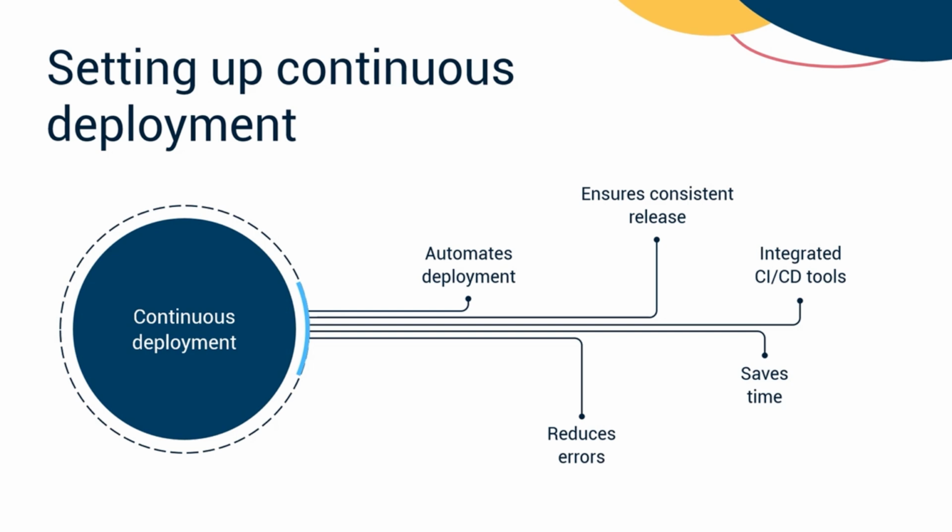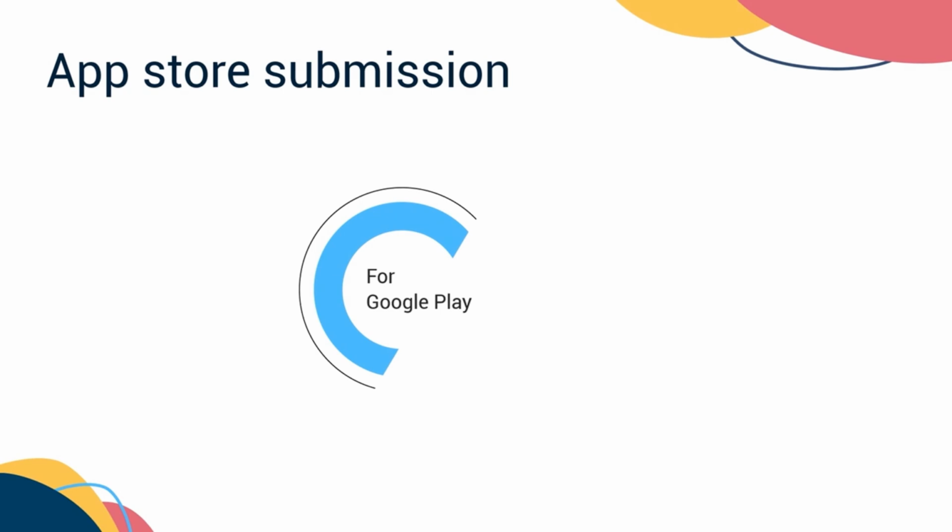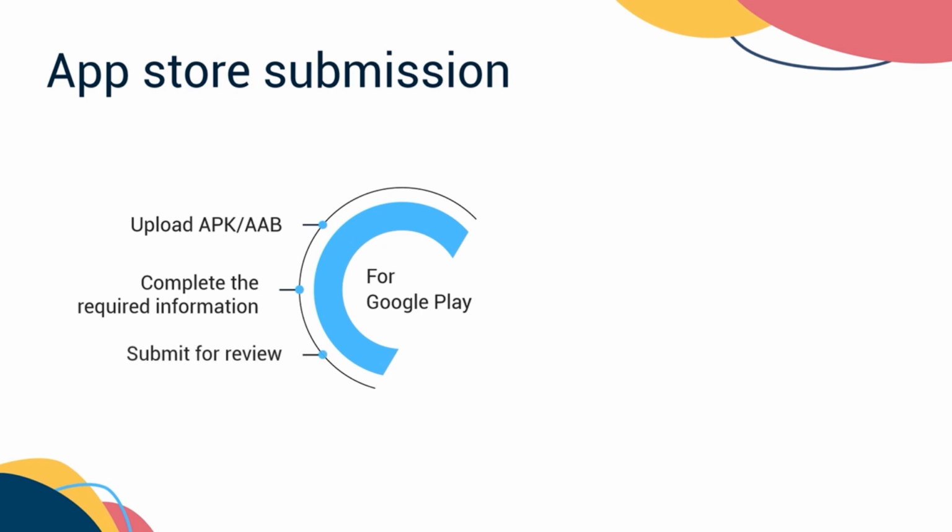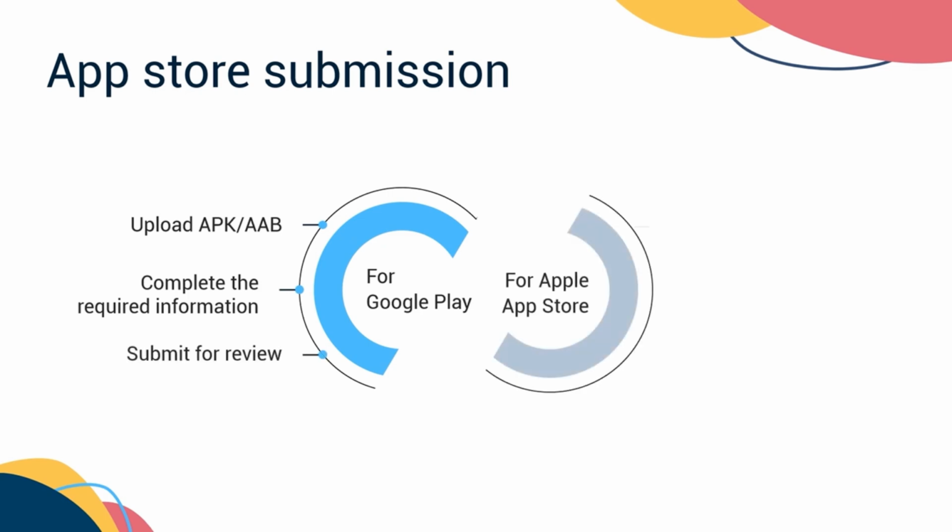Finally, it's time to submit your app to the stores. For Google Play, use the Google Play Console to upload your APK or AAB, complete the required information, and submit your app for review. For the Apple App Store, use App Store Connect to upload your build, provide the necessary metadata, and submit it for review. Adhere to each platform's specific guidelines and requirements to prevent any delays in app approval.